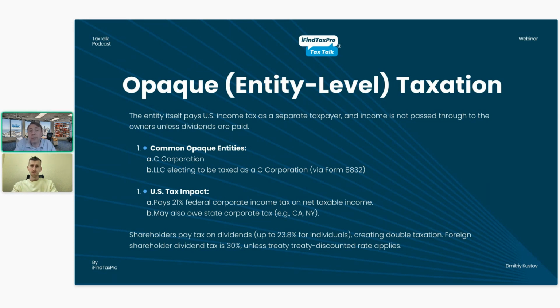So that's how opaque is different. You can appreciate that in pass-through, you only worry about one level of tax, and if you structure correctly, you don't pay anything in the US. Here, you're literally subject to at least double taxation in the US.